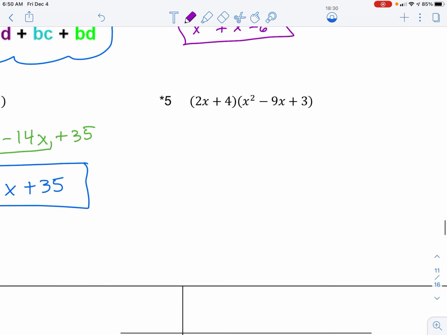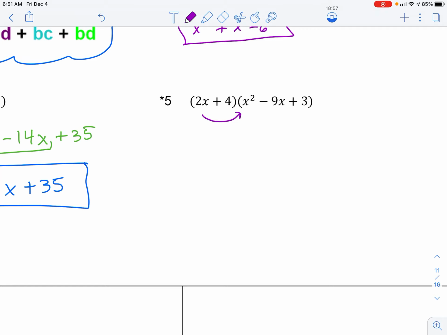Number 5, basically using the FOIL method, but the difference is you have an extra term in your trinomial. But if you keep in mind this rule, every term in my first set of numbers, so in this binomial, has to be multiplied with every term in that trinomial. So if you want to pause the video and work it out and come back and see if you got the right answer, please feel free to do that. Or if you're still a little unsure, you can just stay with me as I work it out together with you.